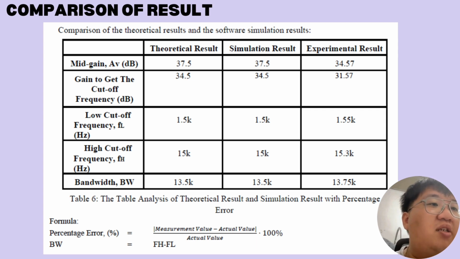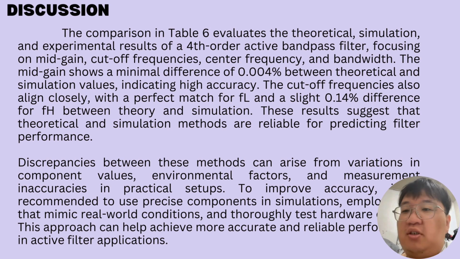Okay, so the last one is the experimental result. The mid gain is 34.57, and then the gain to get the cutoff frequency is 31.57, which is already minus 3 dB. So the low cutoff frequency is 1.55K, and then the high cutoff frequency is 15.3K. The bandwidth of this experimental result is around 13.75K. Okay, so now we'll move to the next part, and now I will present the discussion.